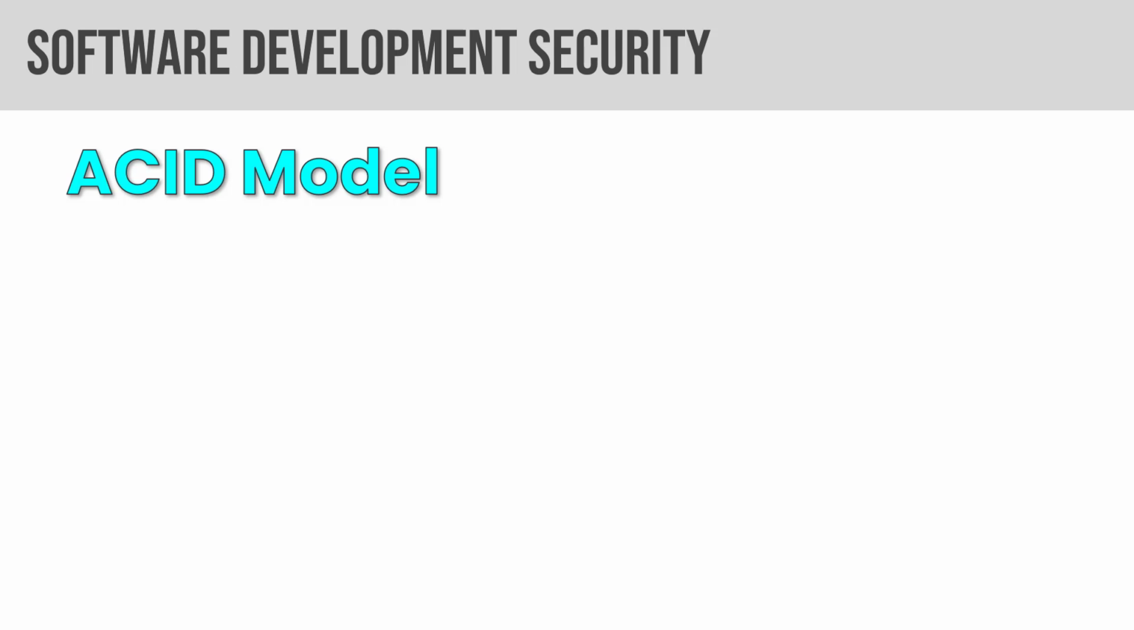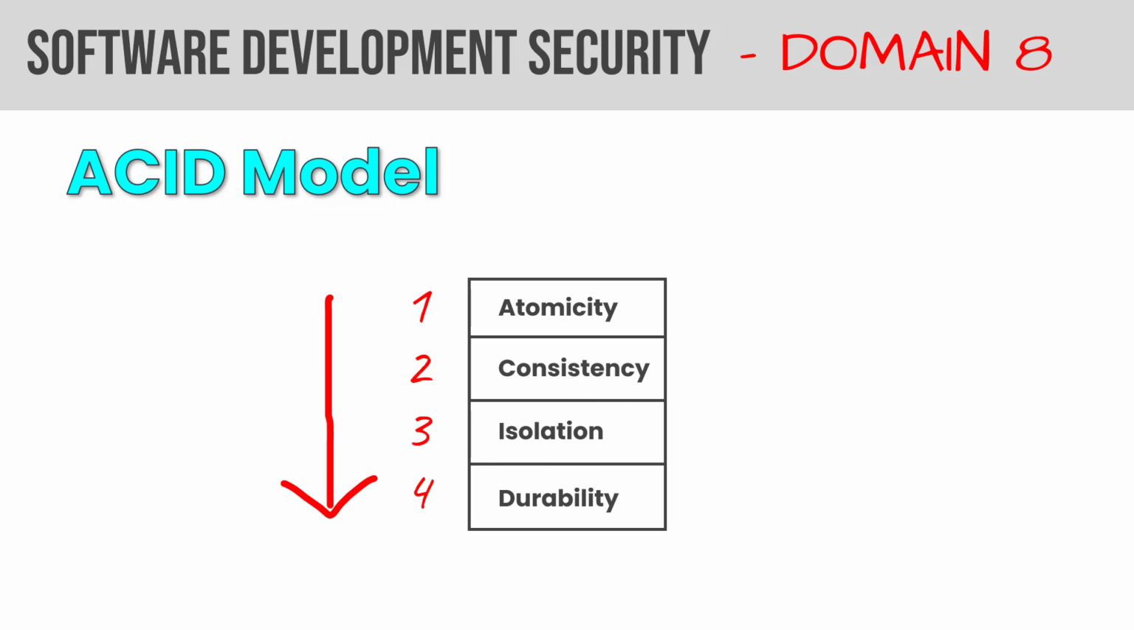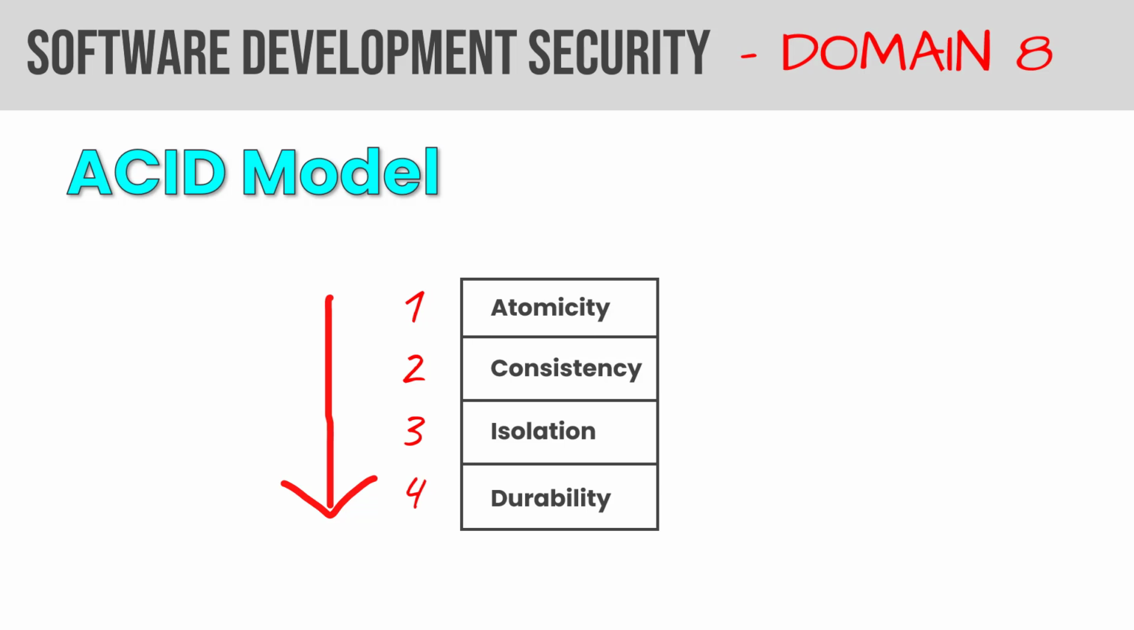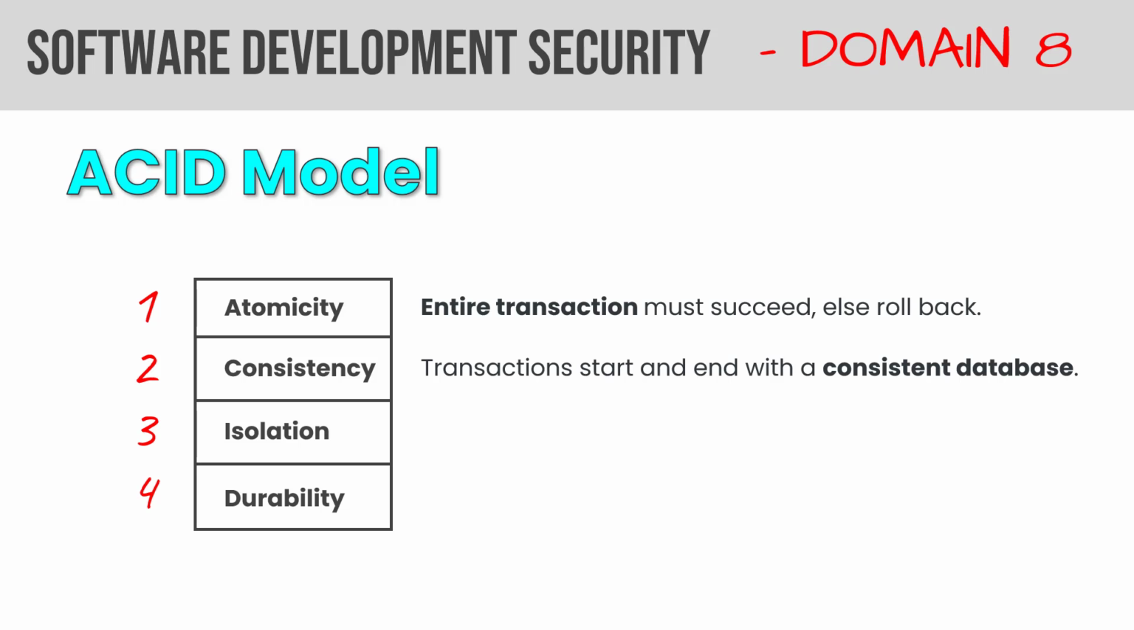So let's switch gears and talk about software development security. I want to talk about domain 8, and we're going to take a look at the ACID model, which refers to database transactions. So the ACID model: atomicity, consistency, isolation, and durability. So the property of atomicity means to be atomic, meaning all or nothing. The entire transaction must succeed or else roll back.